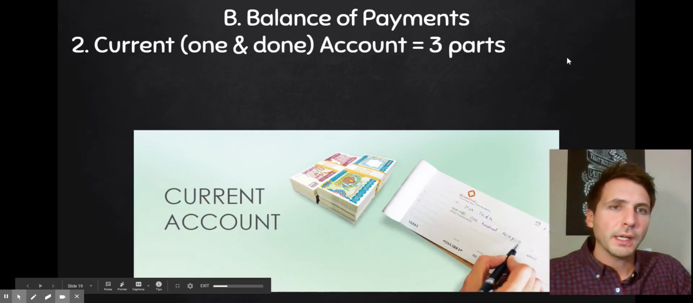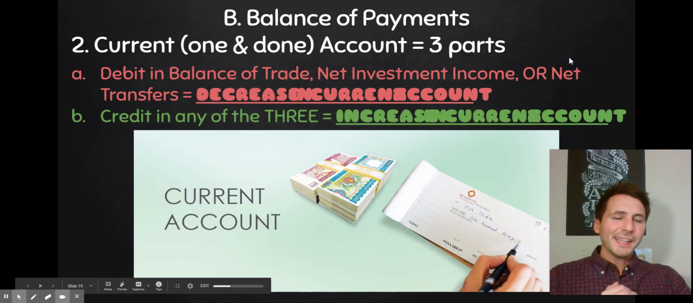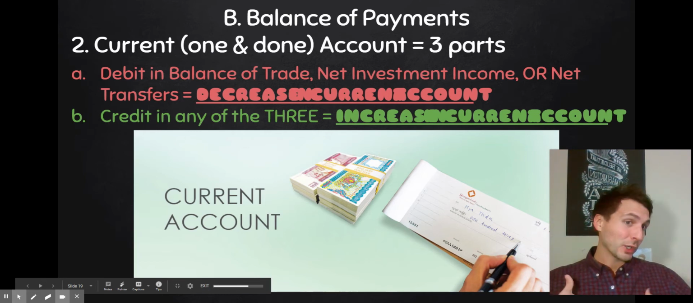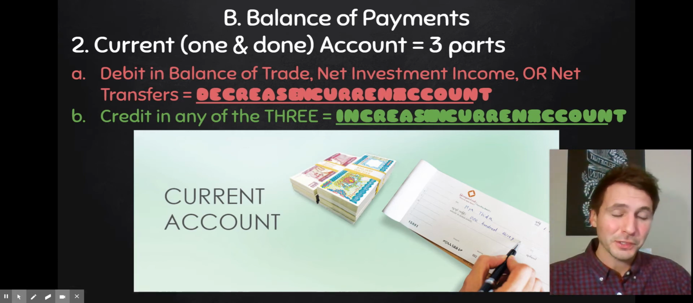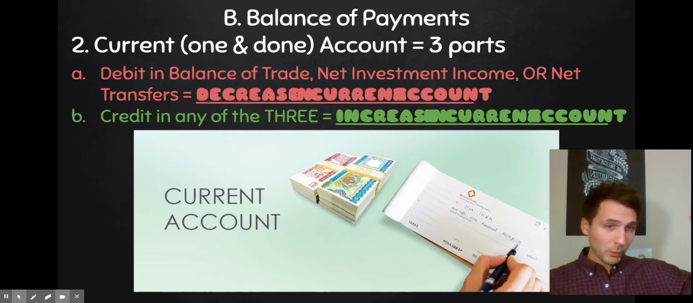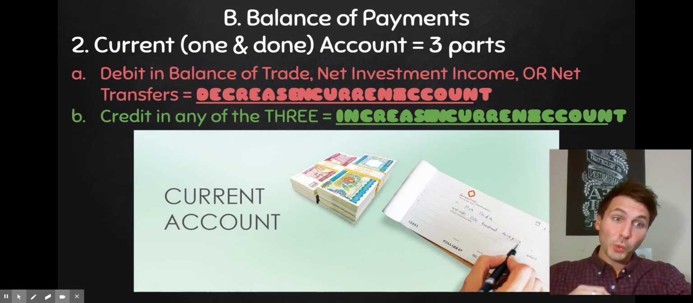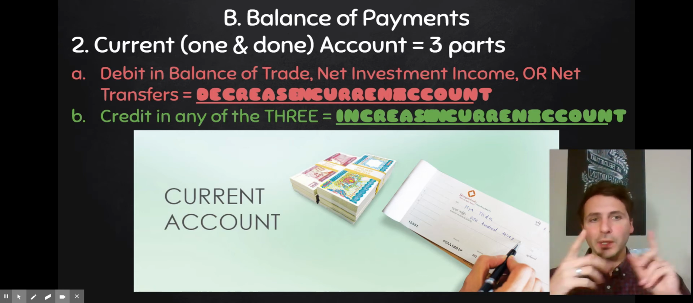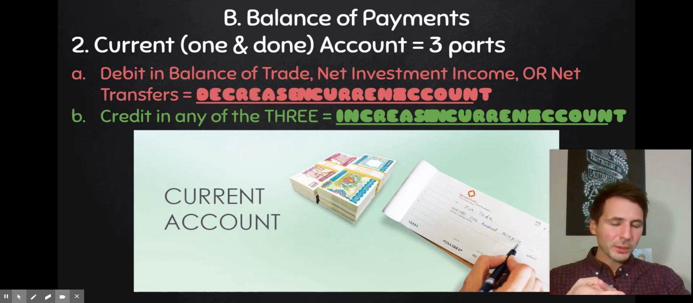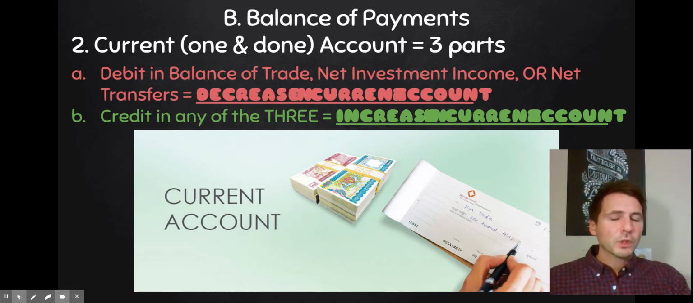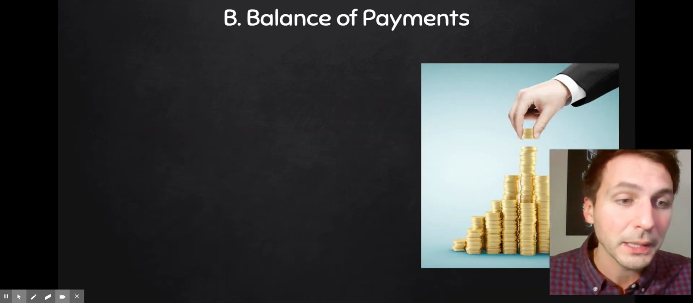There we go. Okay. So if there's a credit in any of the three, it's an increase in the current account. A credit, or like a credit to you, is an increase. It goes bigger. So think of it like a credit card. Whenever you use a credit card, it actually increases the balance of your credit. It goes up, right? So debit is going down, debit decrease, credit is going up, credit increase. Whenever you have a decrease in your balance of trade, net investment income, or net transfers, debit. Credit any of those three, it's going to be positive.